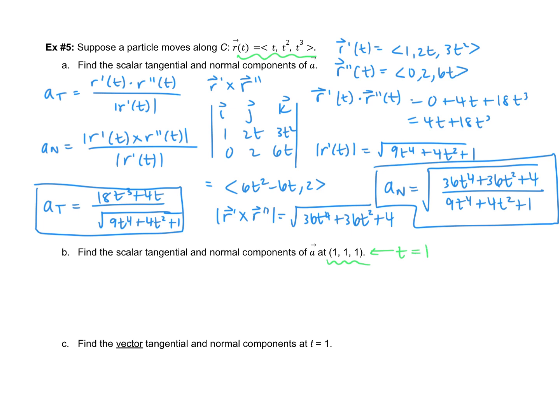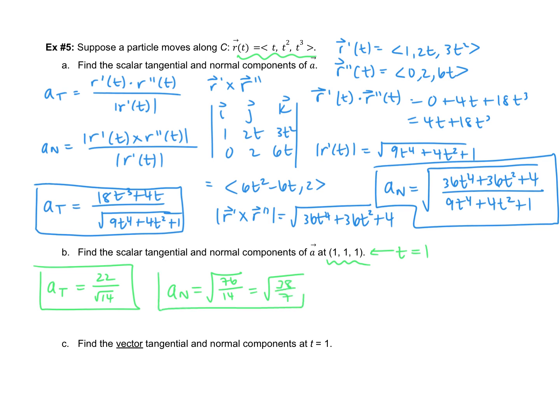So if we substitute t equals 1 into a of t, we get 22 over root 14. And then our scalar normal component is the square root of 76 over 14, which simplifies to the square root of 38 over 7.